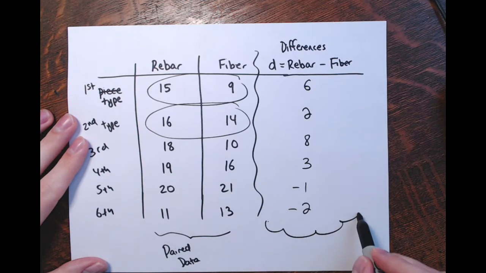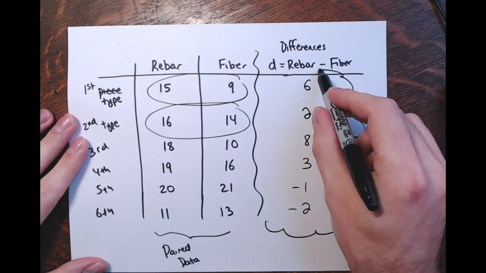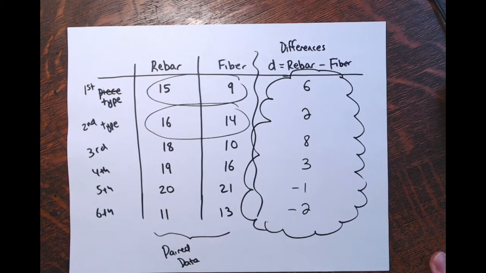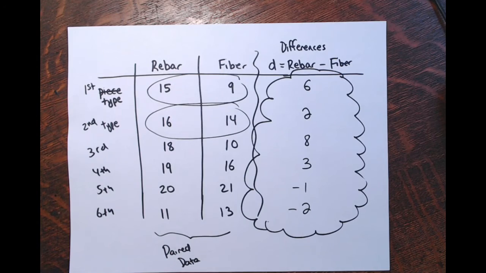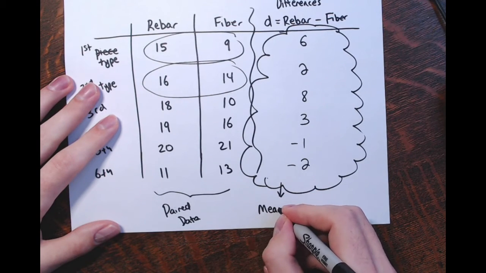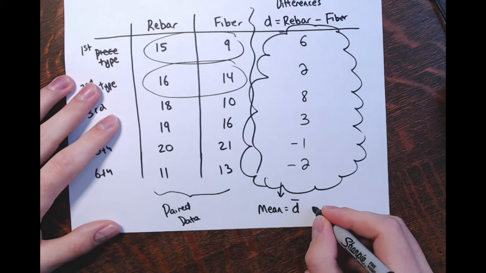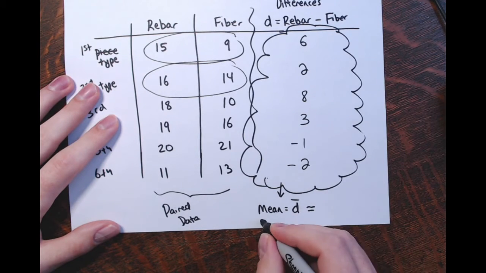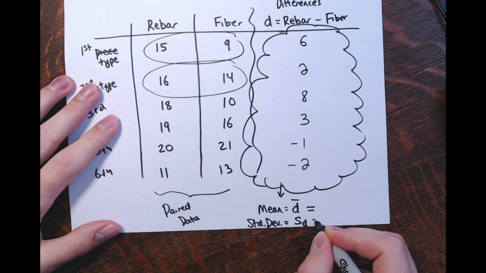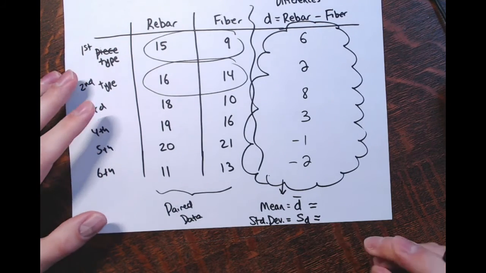And then we're going to focus on this sample of differences. I want to find the sample mean, which is going to be called d bar, the average of these sample differences. And I also want to find the sample standard deviation, which is going to be called s sub d.